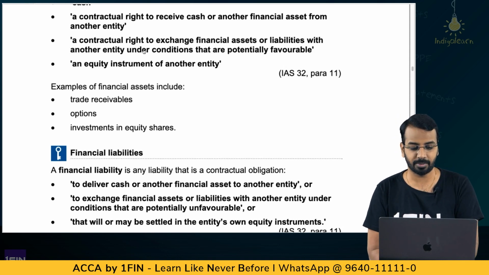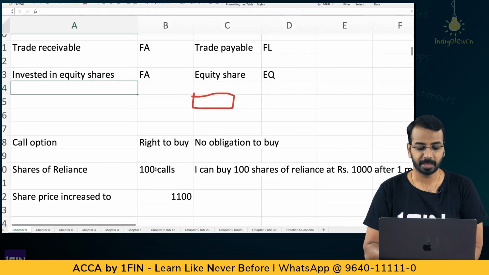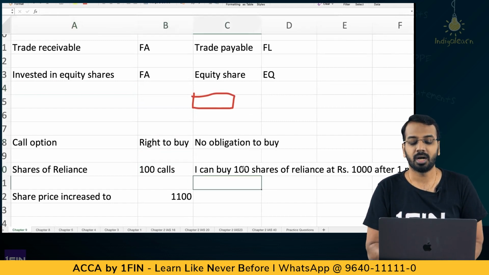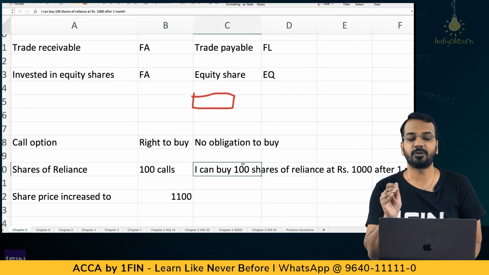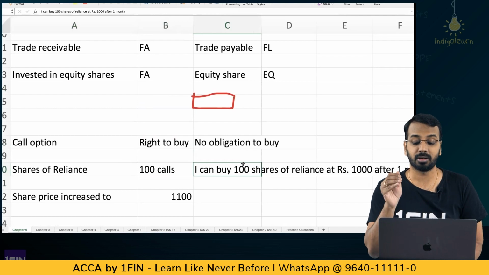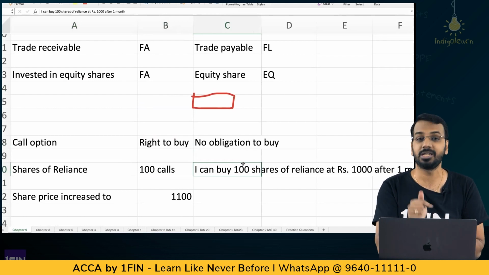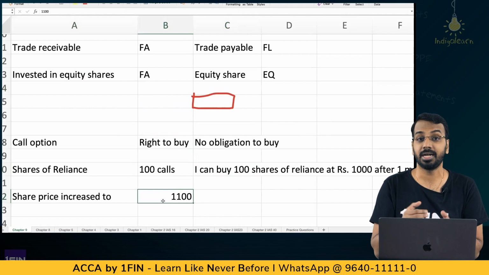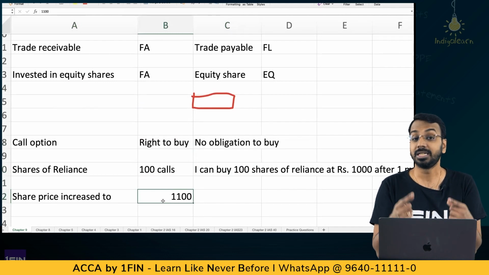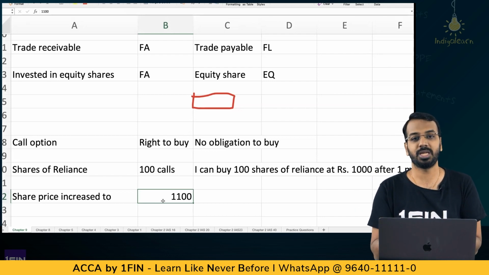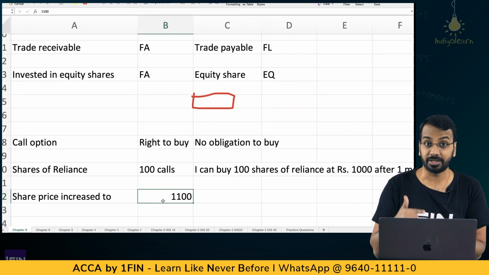So coming back to the example that we took for financial asset, here we said, say for example, I have a right to buy. I have a right to buy what? 100 shares of Reliance at what rate? At rupees 1000. I have a right to buy 100 shares of Reliance after 1 month, and let us say you have to sell those shares to me. Now, if the price goes to 1100, I can still buy at 1000. So if I can buy at 1000, when the market rate is 1100, it is beneficial to me, it is favorable for me, so it is a financial asset.